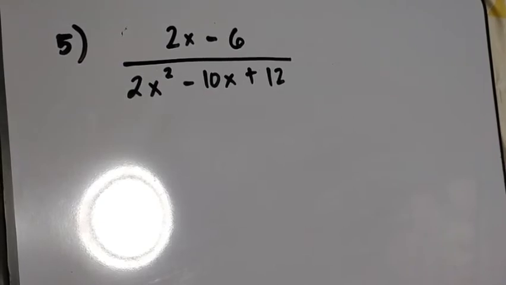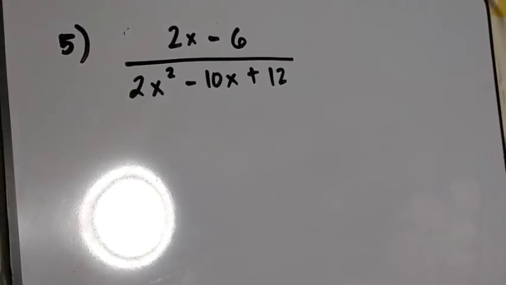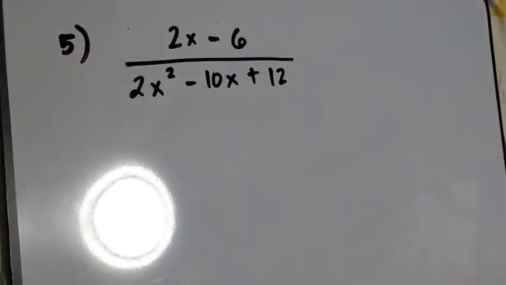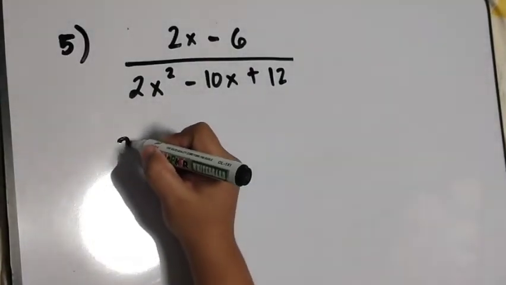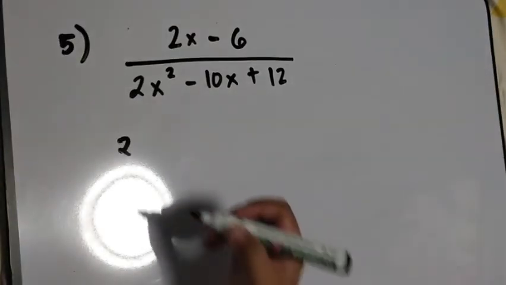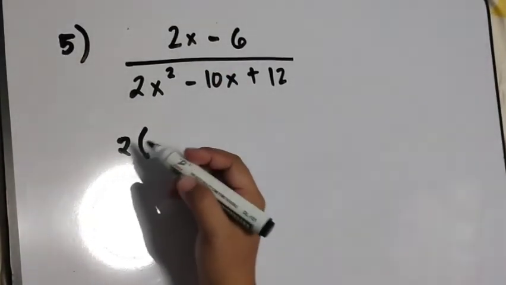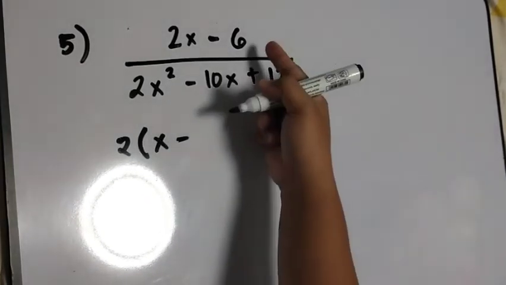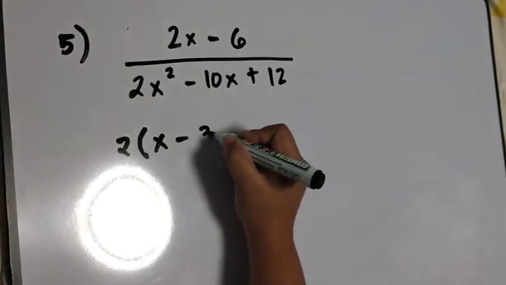Next, we have 2x minus 6 over 2x squared minus 10x plus 12. So, since hindi na naka-mathematical sentence, proceed na kagad tayo in simplifying. So, again, first, check for their GCFs. So, numerator, we have 2x minus 6. 2 and 6, common factor is 2. So, factor out 2. Variable, pwede ba? Okay, hindi. So, 2 divided by 2, that is 1. Then, we have here variable x, so copy. Minus 6 divided by 2, that is 3.